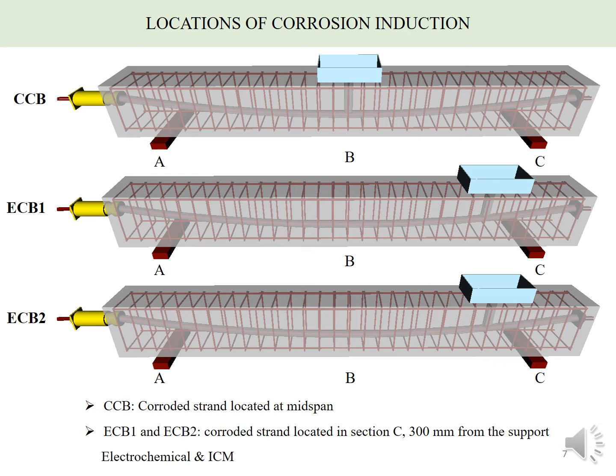There were three PSC beam specimens manufactured for this study. CCB, which has the corroded strand located at midspan. Another two specimens are ECB1 and 2, which have the corroded strand located at section C, 300 millimeters from supports.